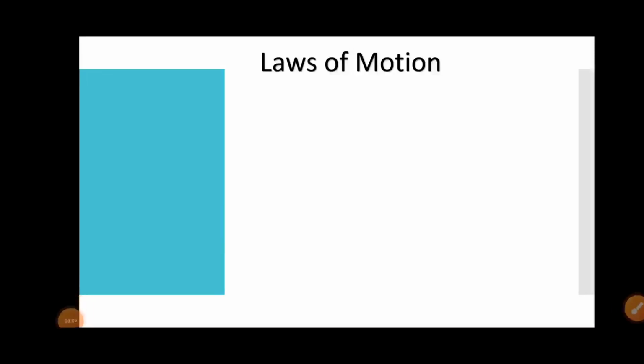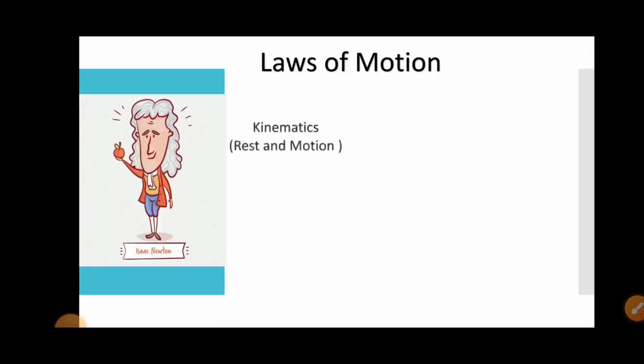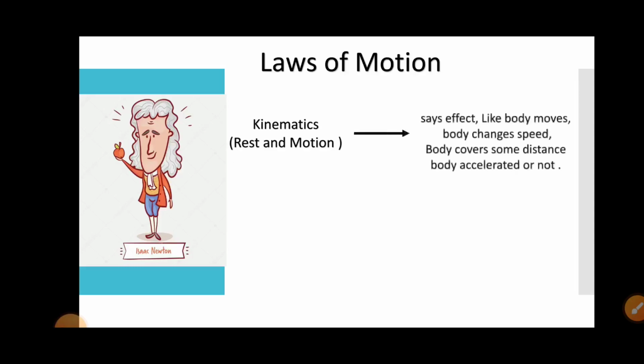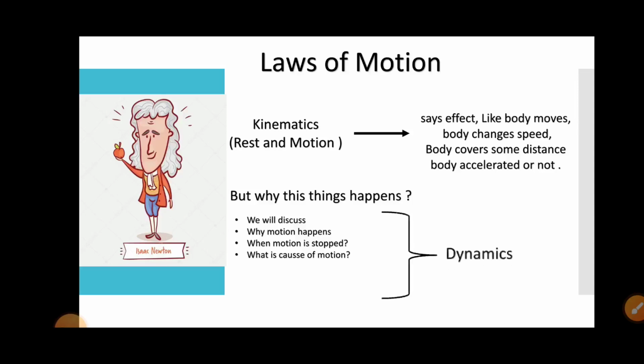So today we will discuss the laws of motion, by Sir Isaac Newton. Here is kinematics. What is the meaning of kinematics? Kinematics means rest and motion. It describes the effects like a body moves, changes its speed, covers some distance, and accelerates or not. But why do these things happen? We will discuss why motion happens, why motion is stopped, and what is the cause of the motion, which is included in dynamics.